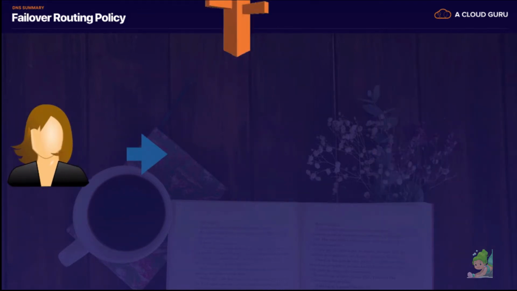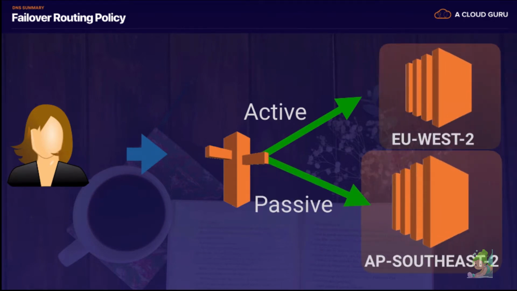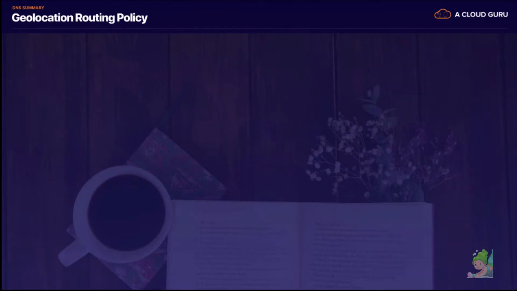Failover routing, this is where we start using our health checks. Essentially we've got an active passive environment. Our active environment could be US West 2, and our passive environment could be AP Southeast 2. If for some reason our EC2 instances or a region goes down, it's going to detect this using a health check, and it's going to fail over to our passive environment.